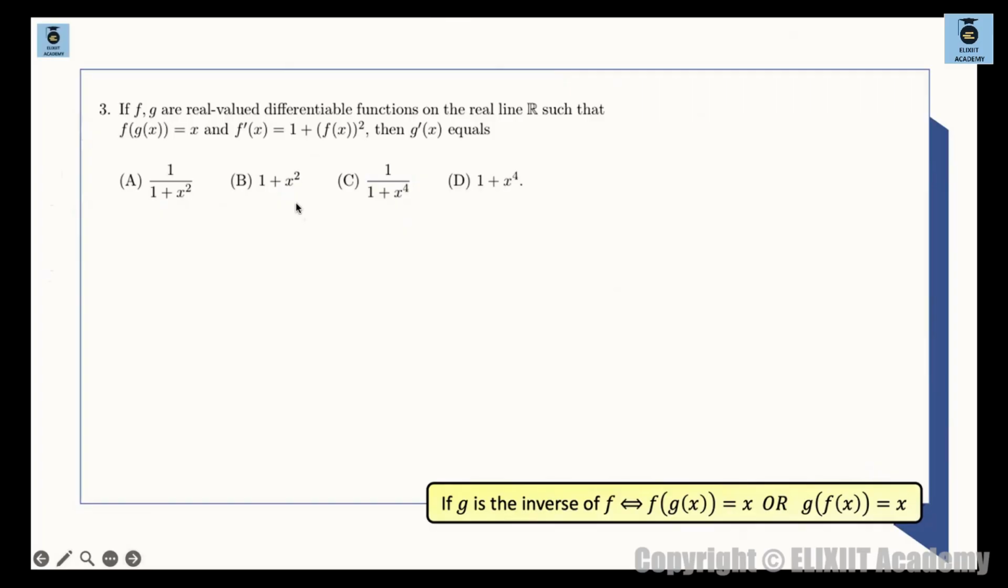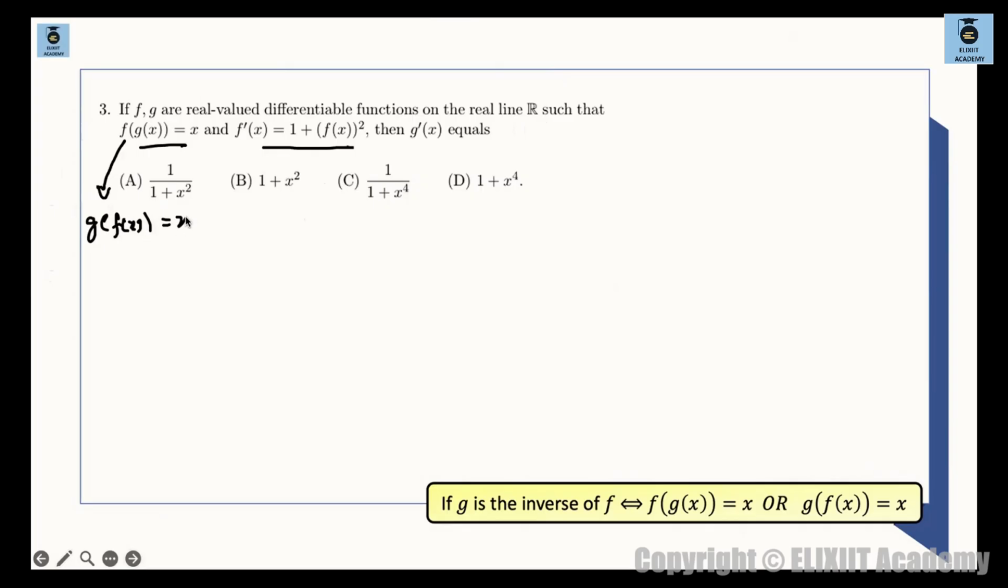Okay, next we have this question which says that f and g are real value differentiable functions on the real line R such that f of g(x) is equal to x and f dash of x is equal to 1 plus f(x) square. So some differential equation is given. We have to find out g dash of x. Now f of g(x) is equal to x. ये बोलो कि ये बोलो, both have the same meaning.